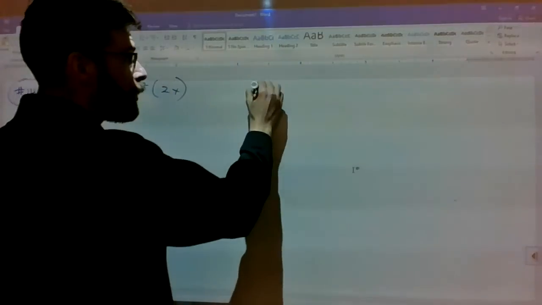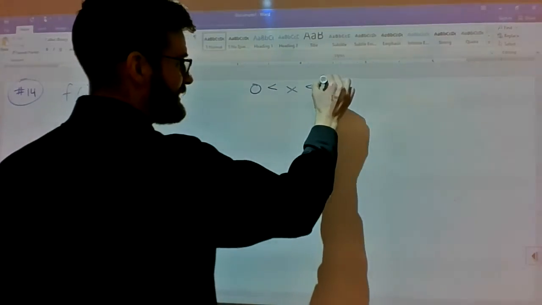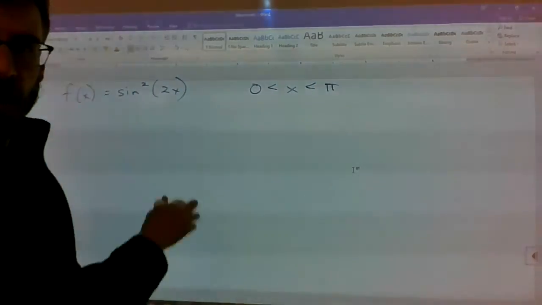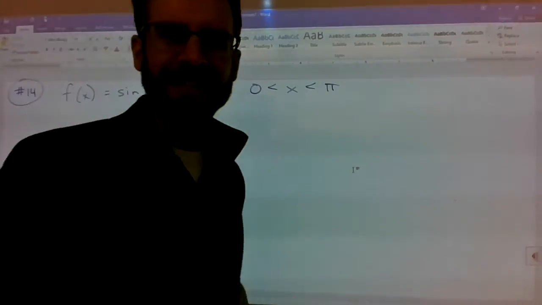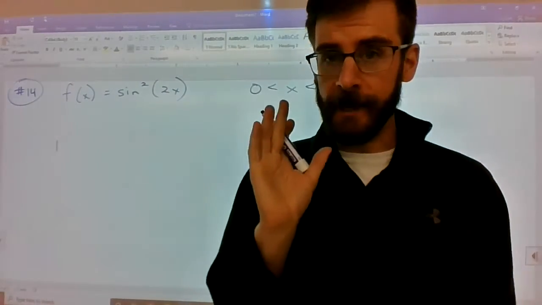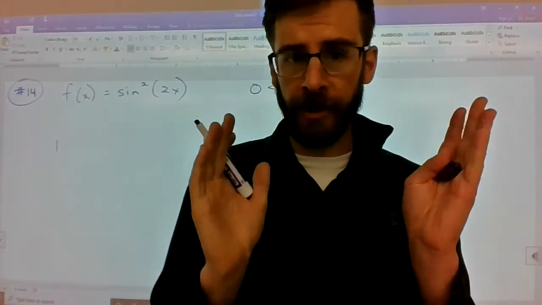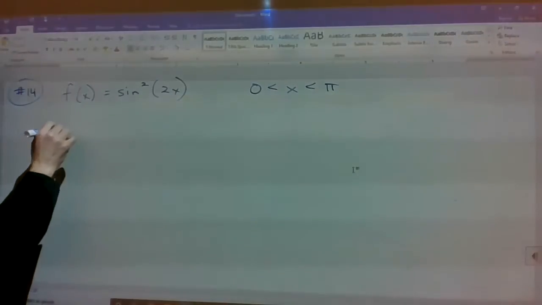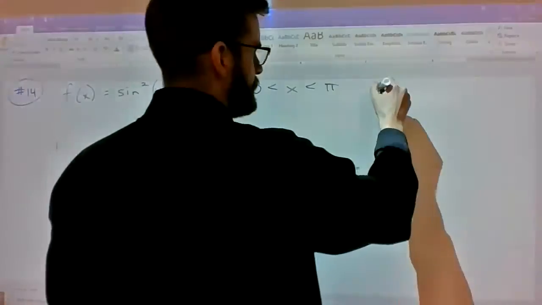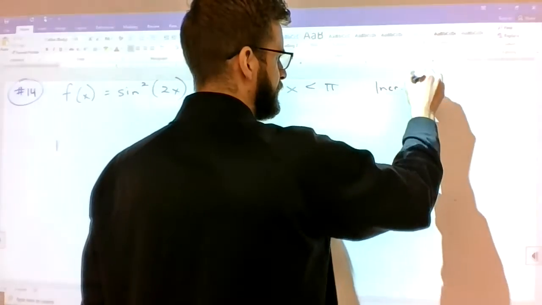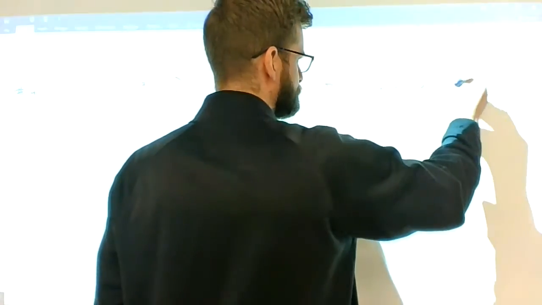All right, and then we're stuck between 0 and pi. So this function kind of goes on forever. It's got cyclical behavior. They're just saying, hey, from 0 to pi is all we're looking for. So increasing and decreasing intervals.